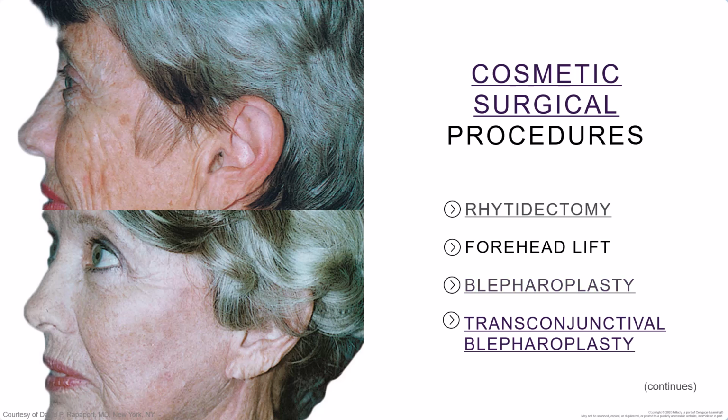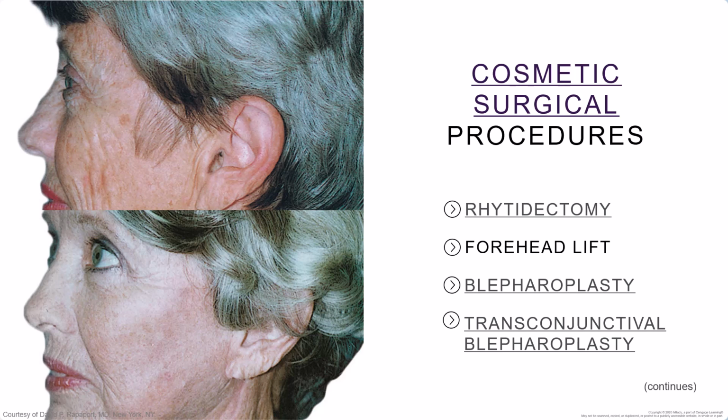A blepharoplasty or an eye lift removes the fat and skin from the upper and lower eyelids, and if eyelids impede a patient's ability to see, it is a medical condition, so then it would be considered a reconstructive surgery. A transconjunctival blepharoplasty is performed inside the lower eyelid to remove bulging fat pads.